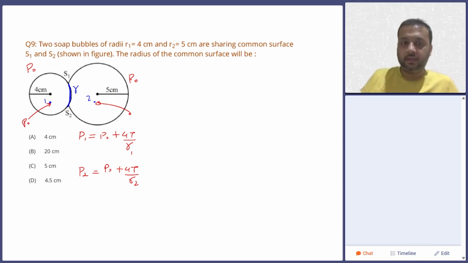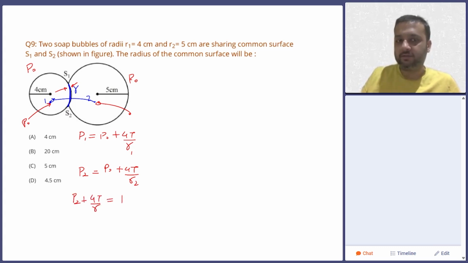Okay. Now, basically, if you go from 2 to 1, again if you see, I'm crossing a surface of radius r, and there are two surfaces. Again, same logic. One is this surface and other is this surface. So again, you're crossing two surfaces of radius r. So pressure will again increase by the value twice of 2T by r. That means 4T by r. So we can say that P2 plus 4T by r will be equal to P1. Okay. Now just put the value of P2 and P1 in this equation.